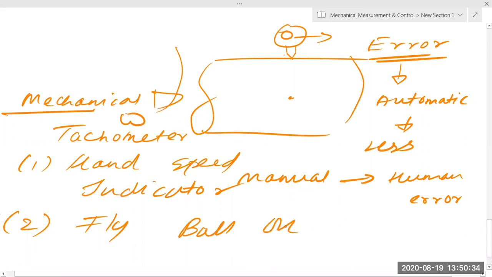Flyball tachometer is more interesting because it looks good. So we will start with the flyball tachometer and how it works.